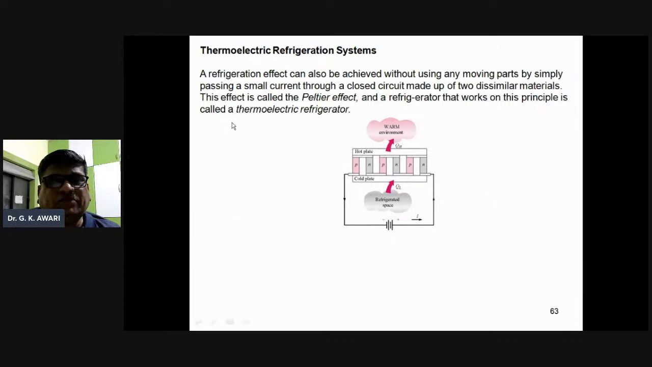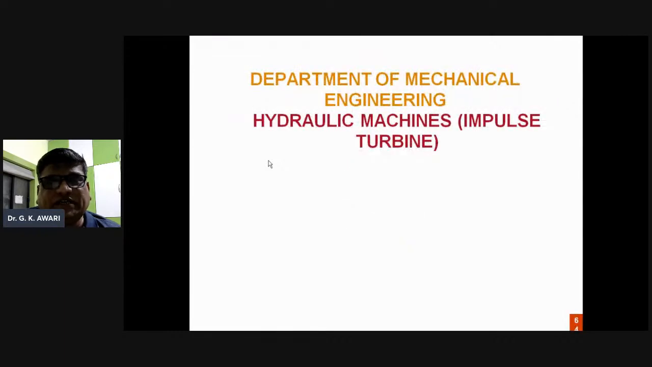Thermoelectric refrigeration system. A refrigeration effect can also be achieved without using any moving part by simply passing a small current through a closed circuit made up of two dissimilar materials, and this effect is called the Peltier effect. And the refrigerator that works on this principle is called the thermoelectric refrigerator.